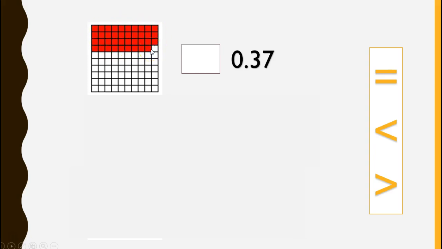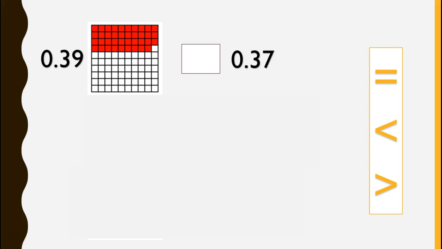Because this is obviously not one whole square. Part of it's missing, so we're only looking at the red part. And there's 39 squares here. So if you were to write that as a fraction, it would be 39 over 100. If you were to write that as a decimal, 39 hundredths.